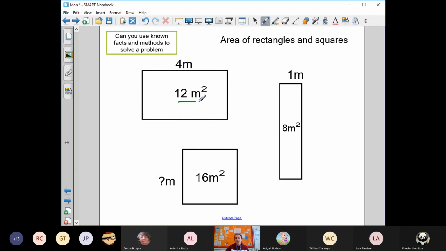So here on the inside of each shape, I've given you the area of the shape, and then I've given you one of the lengths, and I want you to work out what the missing sides would be. Okay, we'll give this one C. Okay, so what would A have to be to make it 12 meters squared? What would B have to be to make it 8 meters squared? And what would C have to be to make the area of that square 16 meters squared?